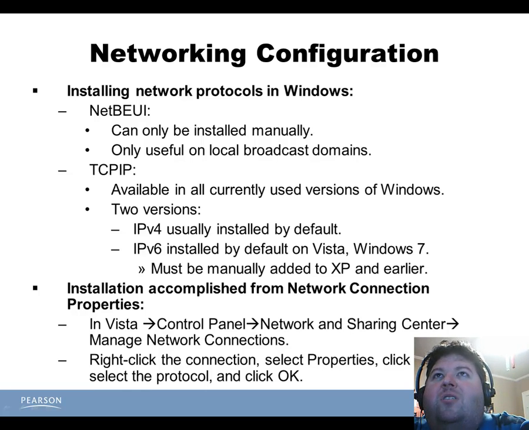So, installing protocols. NetBEUI is an old one. Basically, ignore it. It's not used by anything anymore. TCP/IP is everything. And there are two versions, IPv4 and IPv6. If it's Windows Vista or newer, IPv6 and 4 are both installed by default. In XP, only IPv4 is installed, and you can add 6 if you've added Service Pack 2 or higher. To install any of these, you would go to the Control Panel, Network and Sharing Center, and manage the network connections. Right-click the connection, select Properties, and click Install to select the protocol, then click OK.